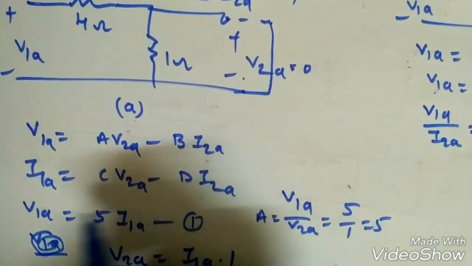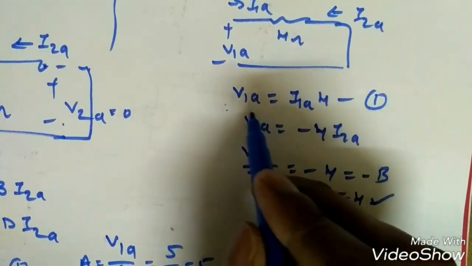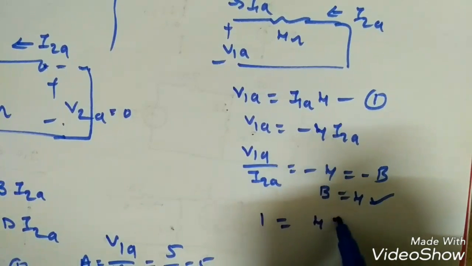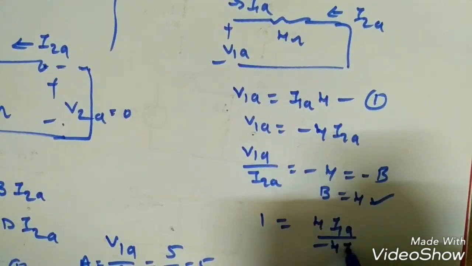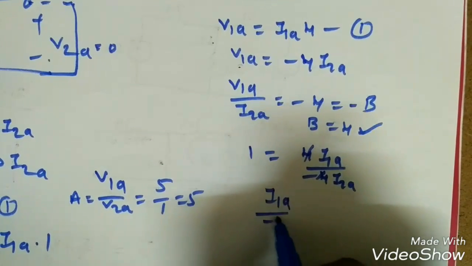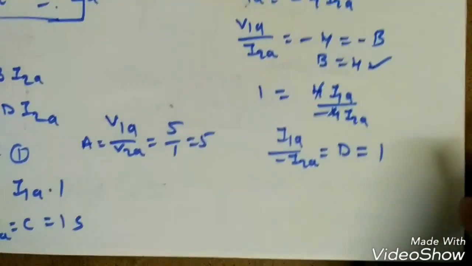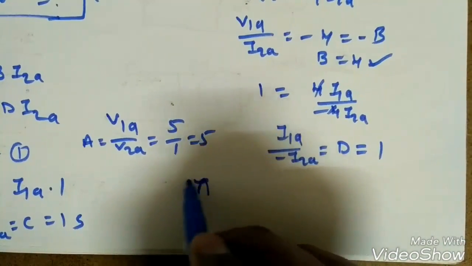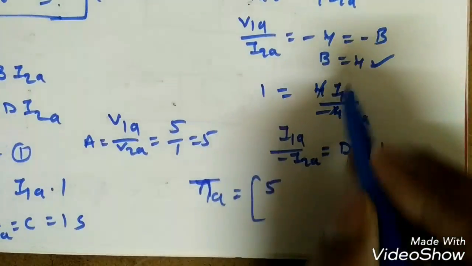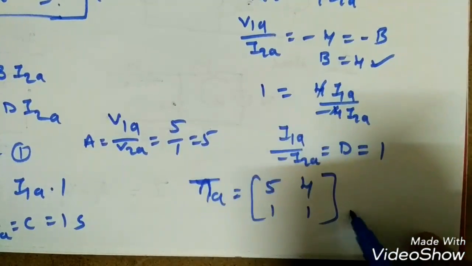Right? Similarly, to find D, I1A versus minus I2A. See here, if I divide these two, 1 is equal to 4 I1A by minus 4 I2A. So 4 cancels. What is I1A by minus I2A is nothing but D, which is 1. So the TA parameters are: A we got 5, B we got 4, C we got 1, D we got 1.